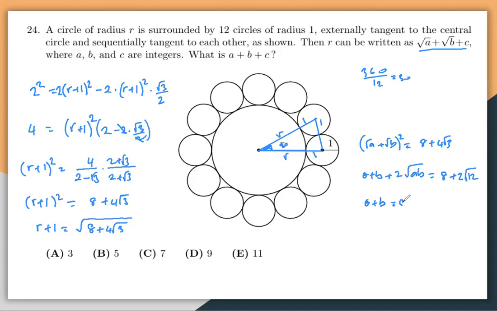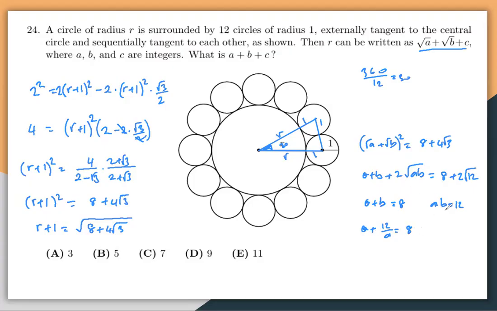So A plus B will be 8, and then A times B has to be 12. Then I can take B as 12 over A, so that should be A plus 12 over A is equal to 8. At this point, you can go ahead and multiply this by A and get a quadratic and so forth, which is okay.